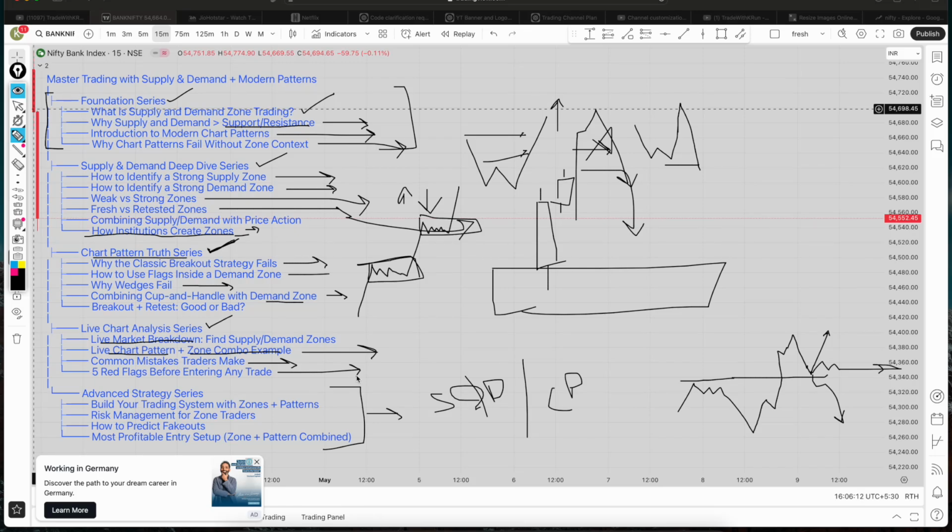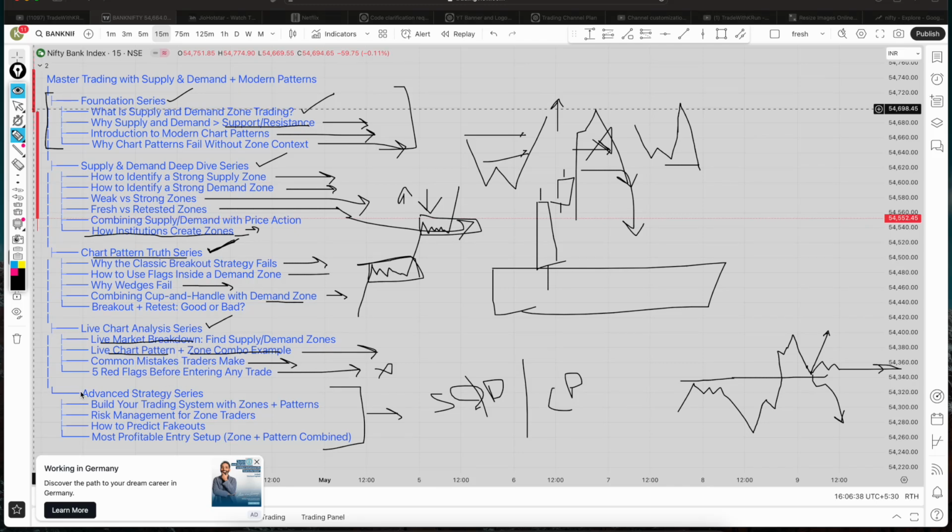And over here I have written 5 red flags before entering any trade. So this really means if the number of red flags is more than the number of green flags, we are not going to enter that trade. And we'll discuss how many green flags are required to enter a trade, and how many red flags are required to reject the trade. So there's a lot to learn in that section as well.